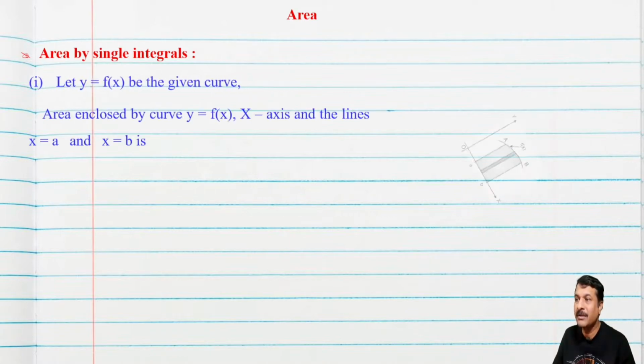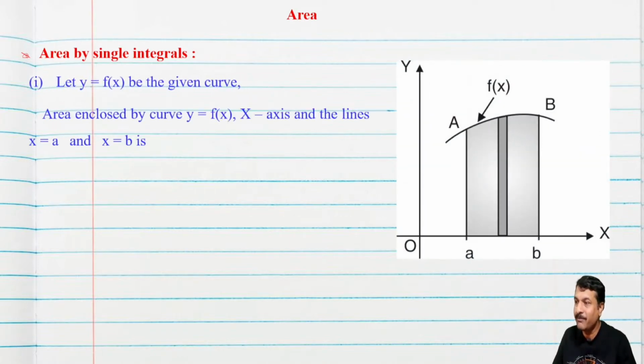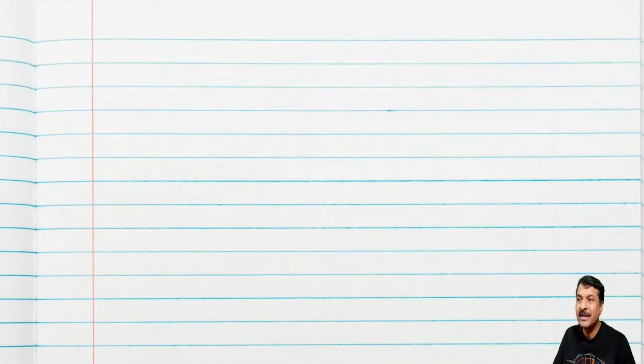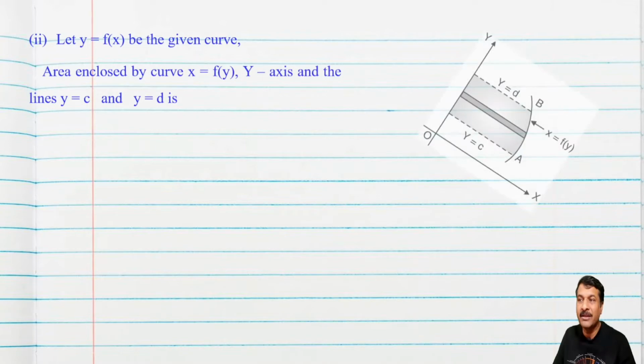So let y equal to f of x be the given curve. Area enclosed by the curve y equal to f of x, the x axis, and the lines x equal to a, x equal to b is as shown in figure. So what is that formula? That formula is integration from a to b f of x dx, that is equal to integration from a to b y dx.